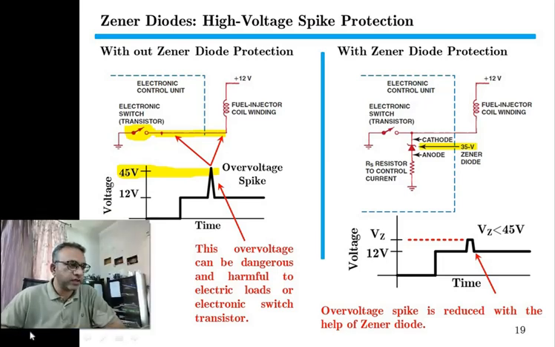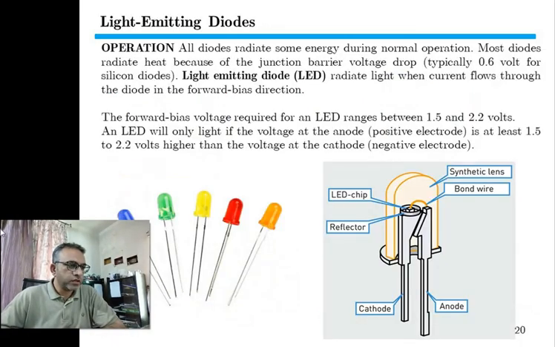Now we will come to the next slide. The title of the next slide is light emitting diodes, or in short also called LEDs. LEDs are essentially diodes, a specialized diode. LEDs are diodes that emit light. In simple words, LEDs are diodes, semiconductors that emit light once they are energized.